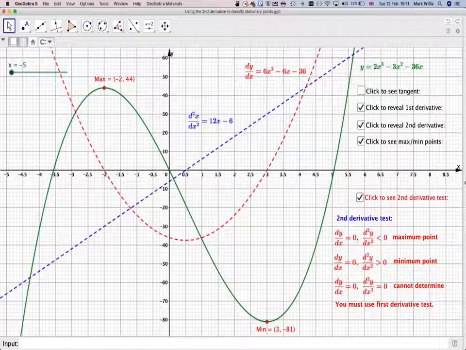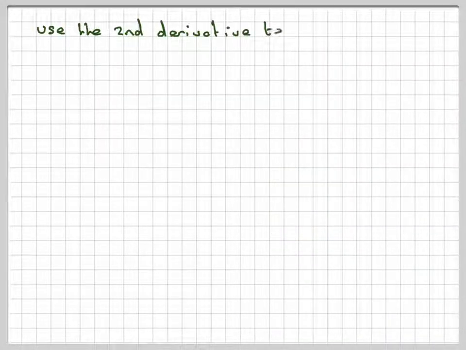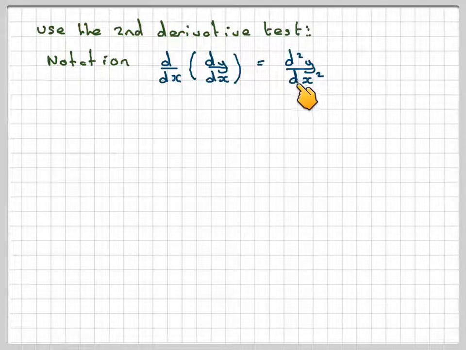So we found dy by dx, and we found our two x values, -2 and 3. Now we're going to use the second derivative to determine that that is a maximum and that is a minimum. So going back to this, use the second derivative test. Now, notation: d/dx of dy by dx, that's d squared y over dx squared. This is the notation used for the second derivative.